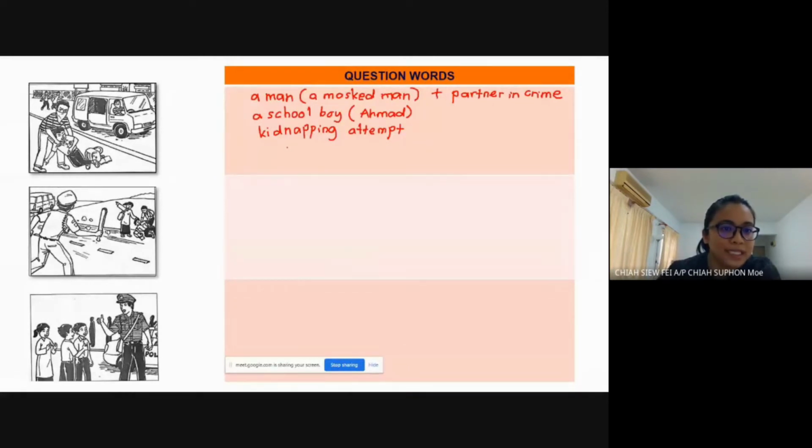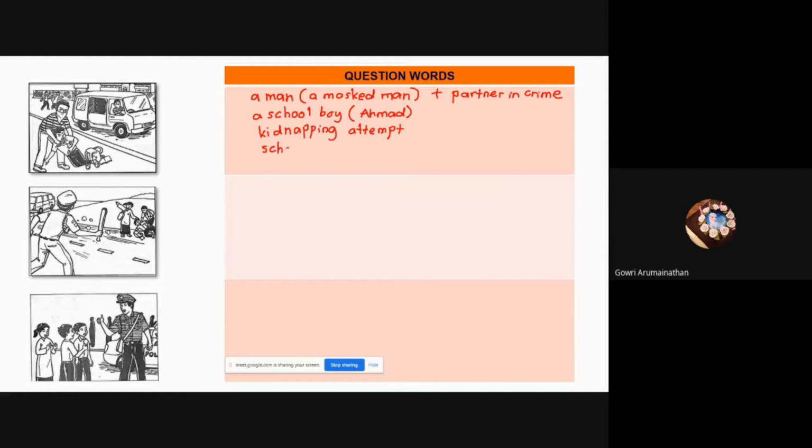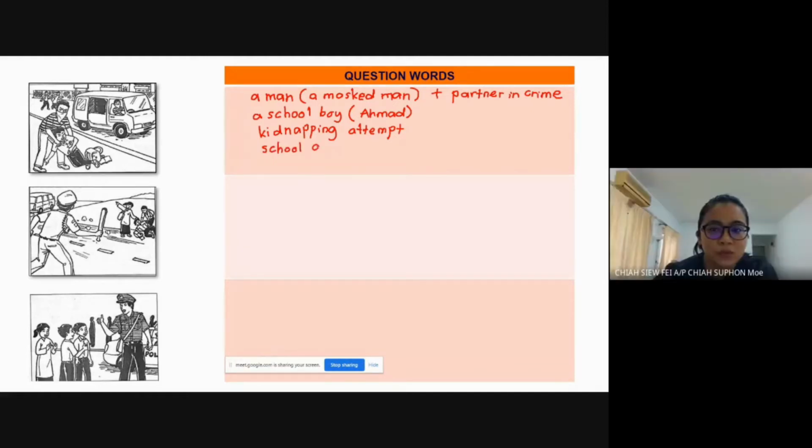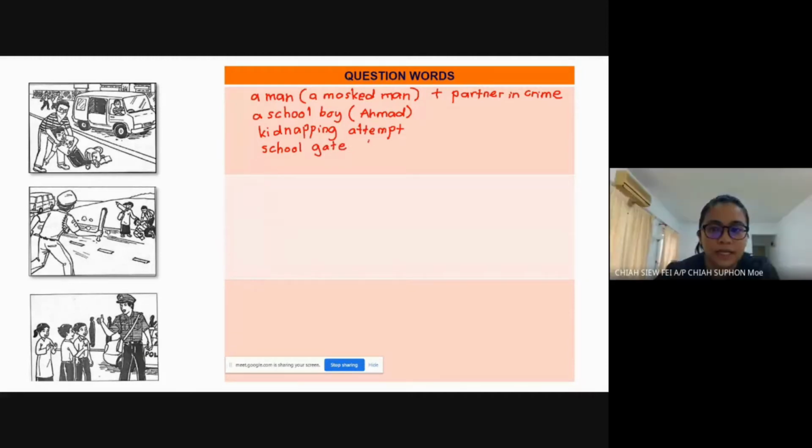Okay, where is this place? Where do you think this is? Look at the surroundings. Middle of the road. Okay, so outside, nearby the school, right? The school gate. It's near the school. Nearby the school gate. Okay. School gate or nearby the school, whichever description you want to put. Okay. So it's school gate or nearby the school. Okay. Anything else we can say about the first picture?